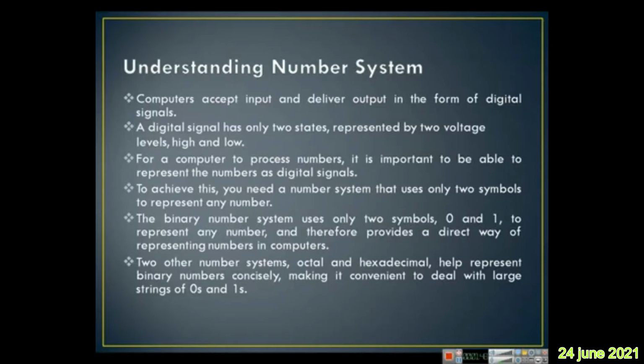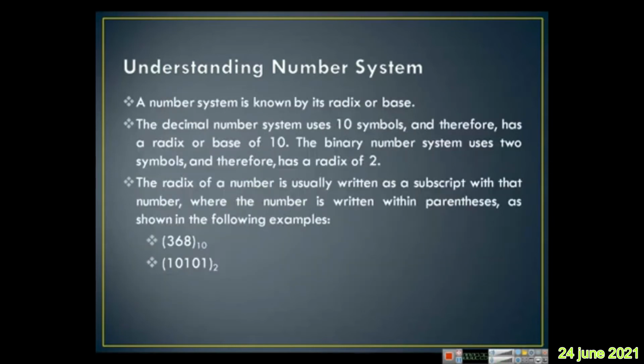The other two number systems, octal and hexadecimal, also help to represent binary numbers concisely, making it convenient to deal with large strings of zeros and ones. We already know the decimal number system, because we are using it and are familiar with it. But the computer understands the binary number system. Sometimes the sequence of zeros and ones will be huge, okay? To curtail that and represent it in a shorter form, we take the help of octal as well as hexadecimal number systems, right? A number system is known by its radix or base.